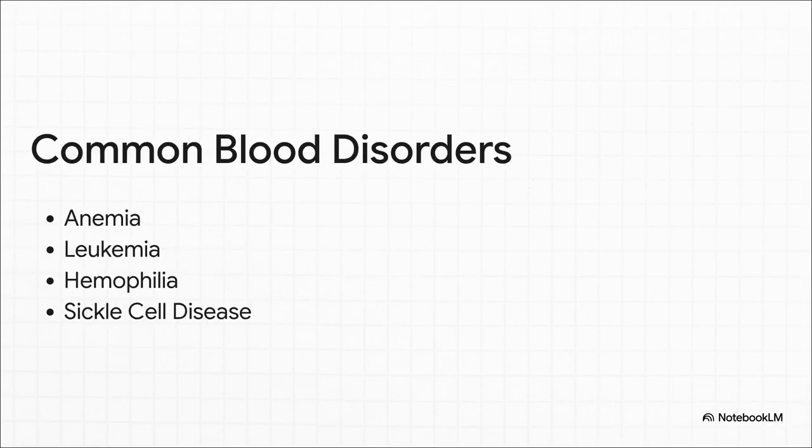And when you're tested on systemic disease descriptions, there are 4 common blood disorders that pop up all the time. We're looking at anemia, leukemia, hemophilia, and sickle cell disease. Being able to spot these instantly is going to save you some precious time on test day for sure.